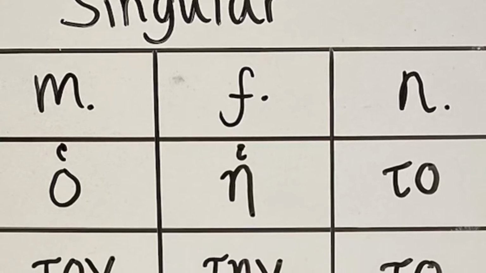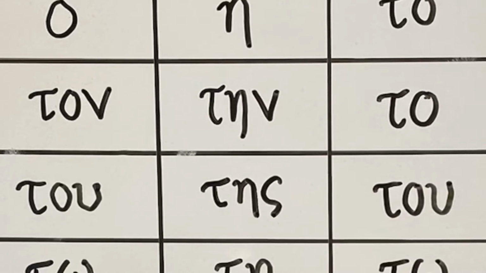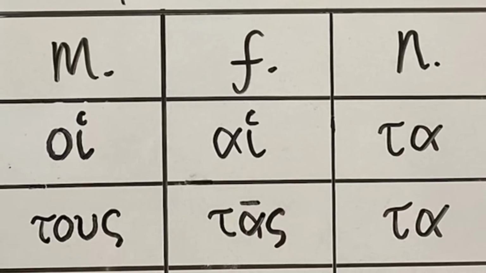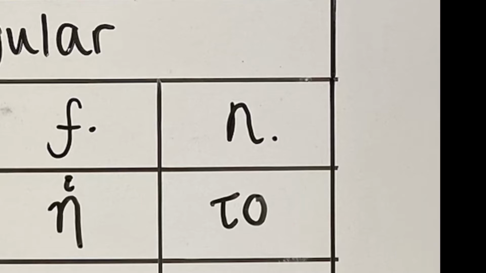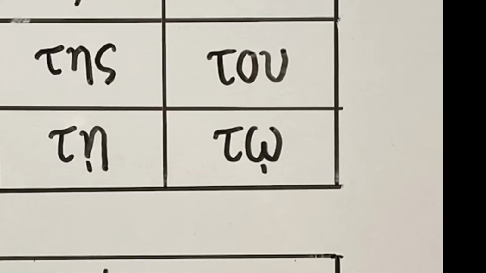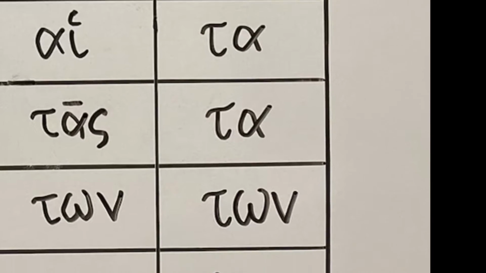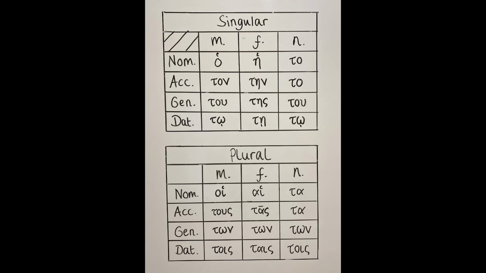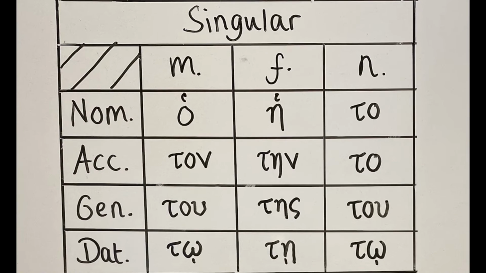Then go on to the feminine column. He, ten, tes, te, hai, tas, ton, tais. And then finally, the neuter column, to, to, tu, toi, ta, ta, ton, tois. Please do commit this table to memory. And note that some of the forms are identical. Okay, so for example, tu can be masculine genitive singular or neuter genitive singular.